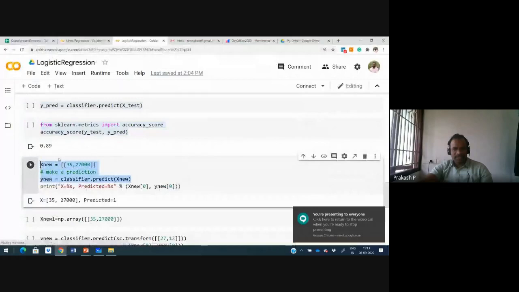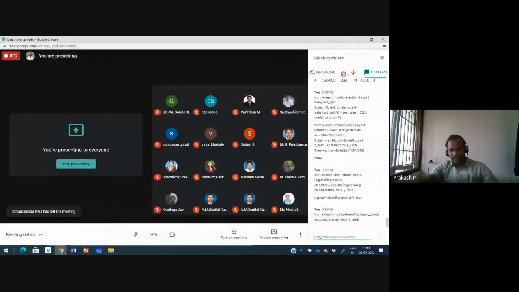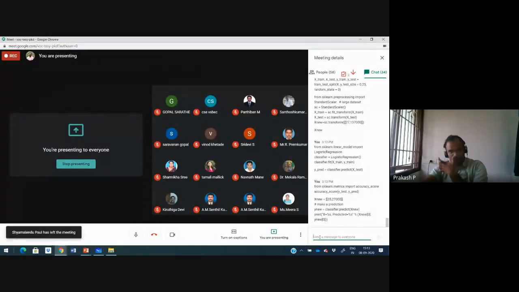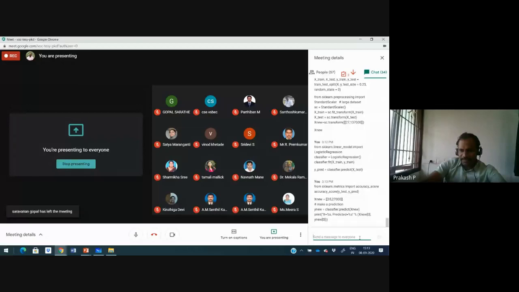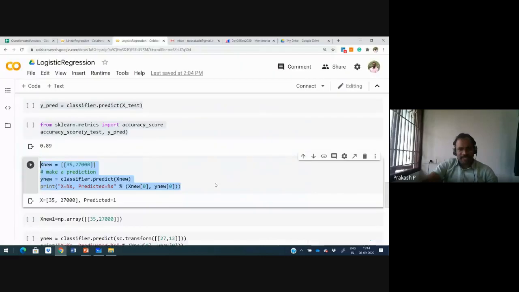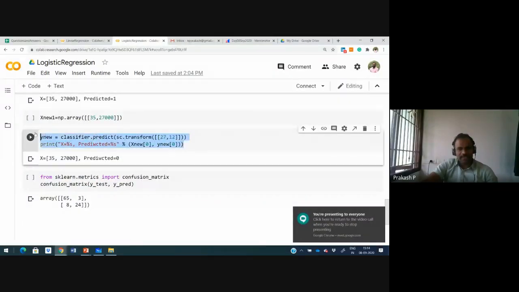So if you want to try it out, you can just try it in our classifier, passing some value. I think we may get an accuracy of 89%. That may change accordingly if you alter the features, if you alter the data set. There is a possibility that accuracy may get improved. So can you please give a try on this?